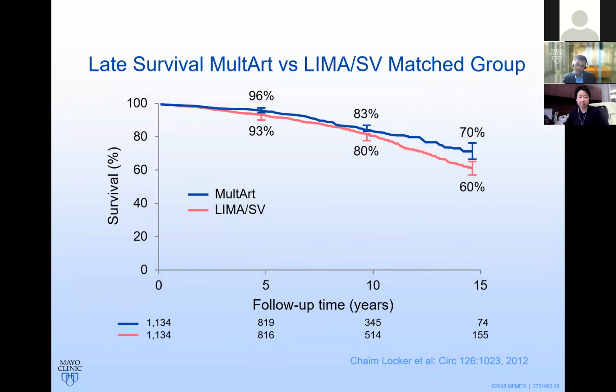Then the other thought was, if a vein graft is not good enough, why shouldn't we use some other conduit like a radial artery? This was published from Mayo Clinic 8 years ago, and we looked at the use of all arterial conduits versus the left internal mammary artery and the saphenous vein. And again, we found a 10% difference in survival at 15 years. People who had arterial conduits had improved survival.